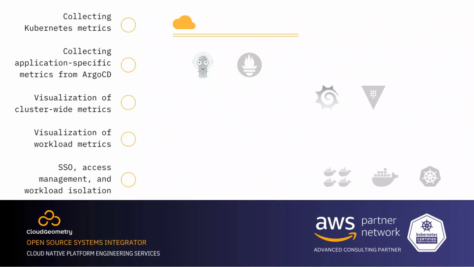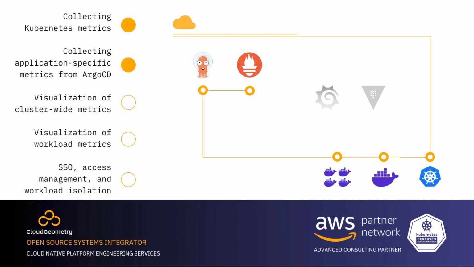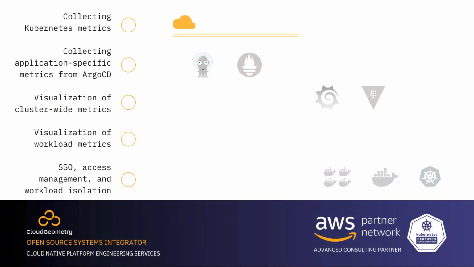In previous videos, we showed you how easily you can provision your Kubernetes platform with the Cloud Geometry Cloud Native Quick Start Kit, then use GitOps to help manage the infrastructure. We also looked at creating a CI/CD pipeline for promoting your changes between environments.